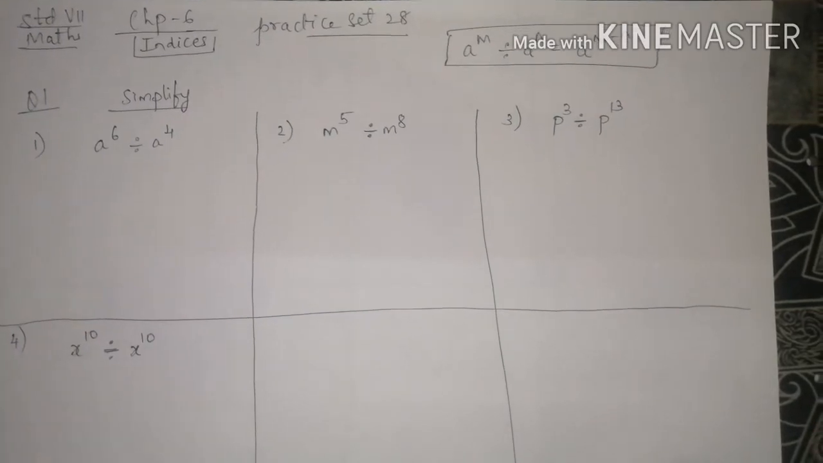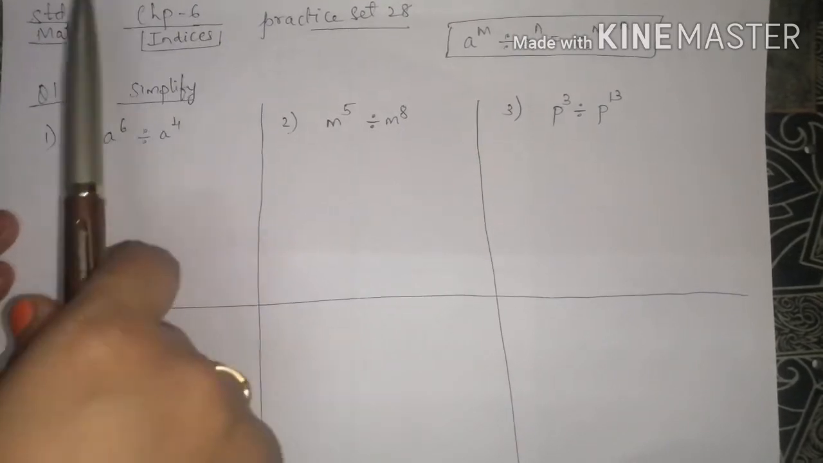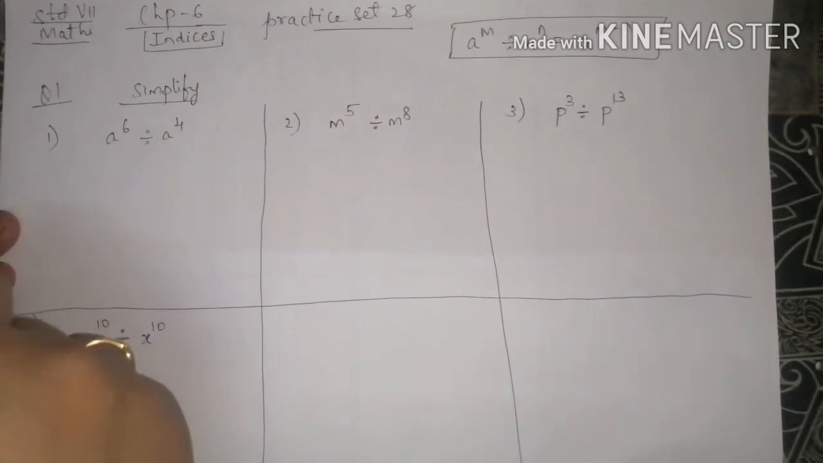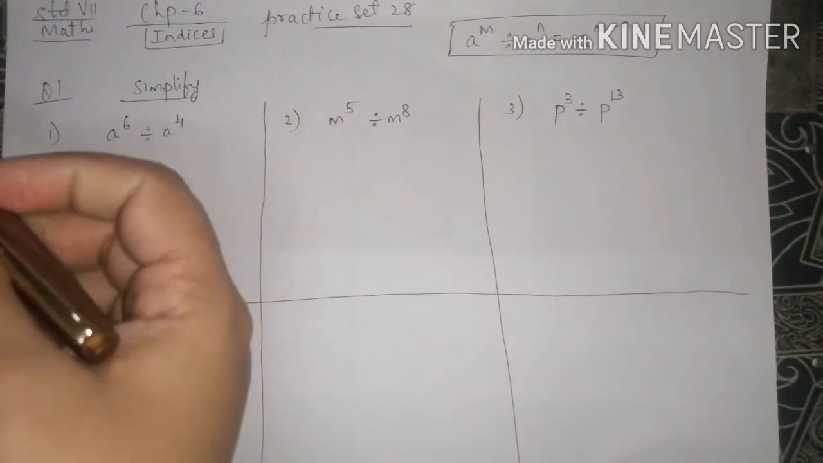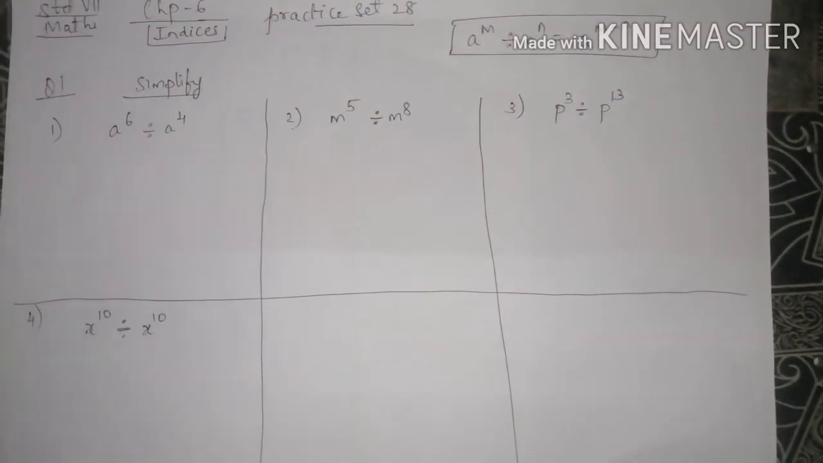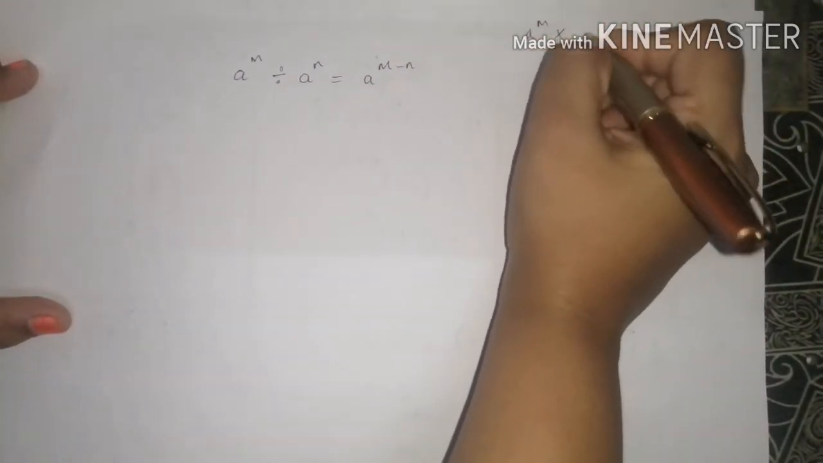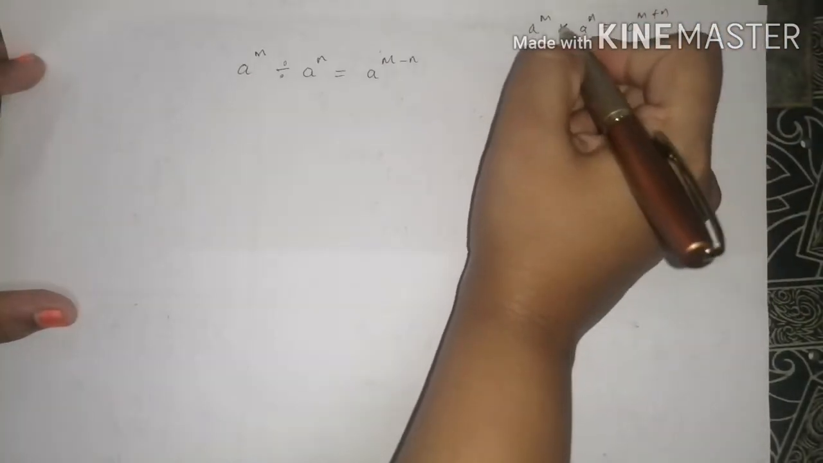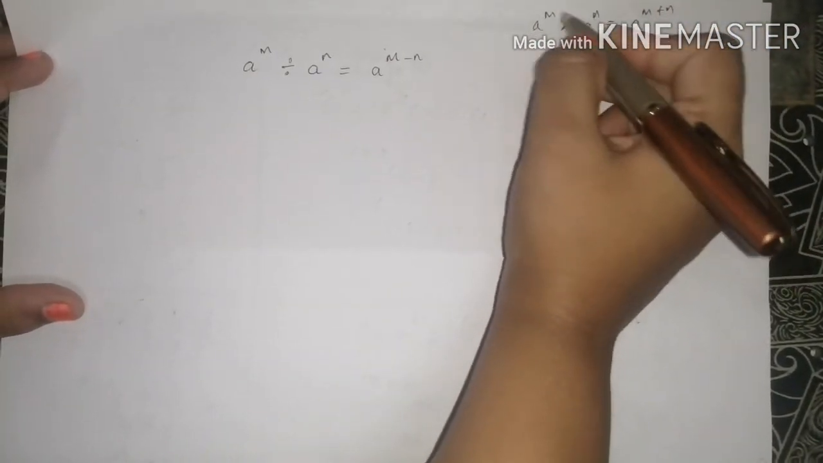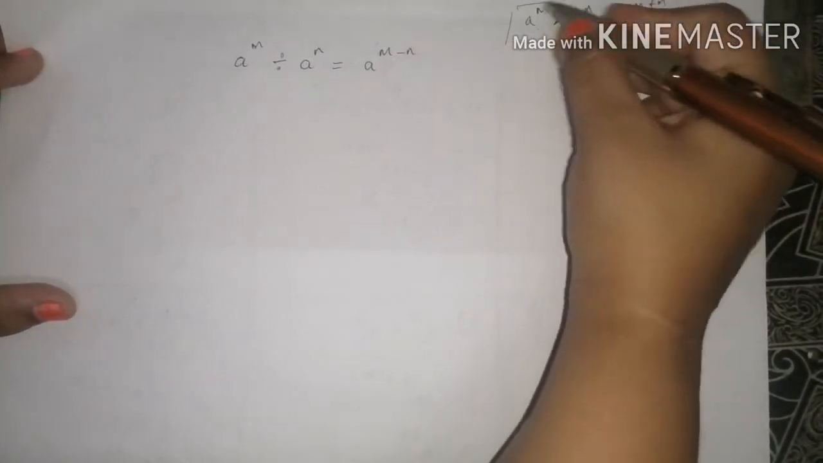Welcome students. Today we are going to start with our practice set 28 of chapter 6, that is indices. In the previous practice set 27 we have seen the first rule for indices: a raised to m into a raised to n is equal to a raised to m plus n. If there is a multiplication, then we are adding the powers. The base is same and we are adding the powers.